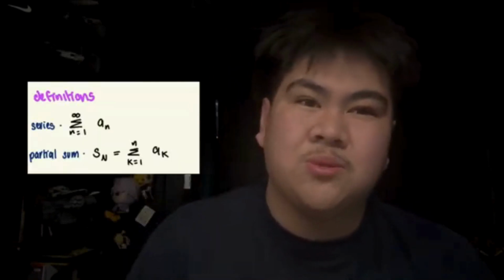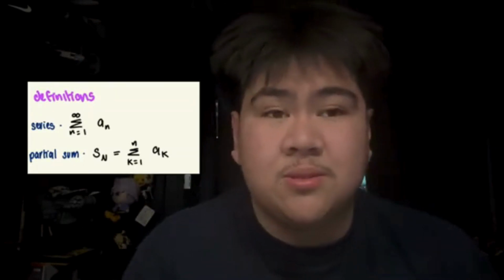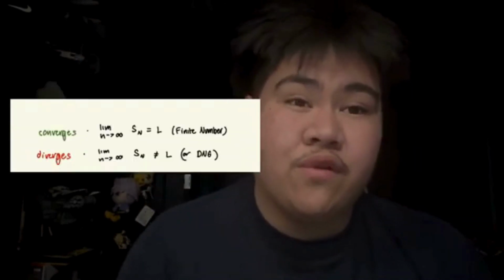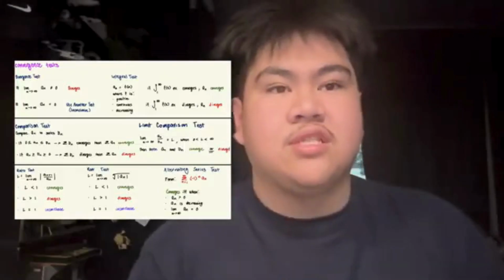First off, we have the definitions. We have a series. It's usually in the form a_n. Next up, we have partial sums. So that's in the form of S_n. So we have converges and diverges. On the note sheet, we have the convergence tests, and that pretty much takes up the rest of the sheet. First off, we have the divergence test.